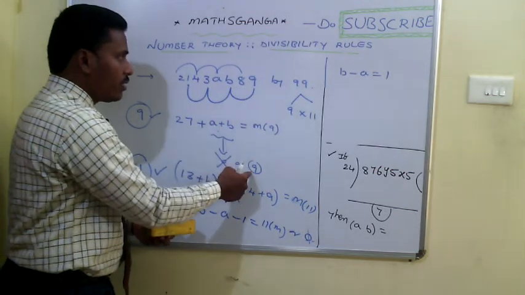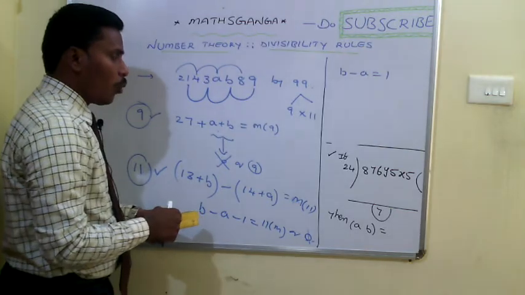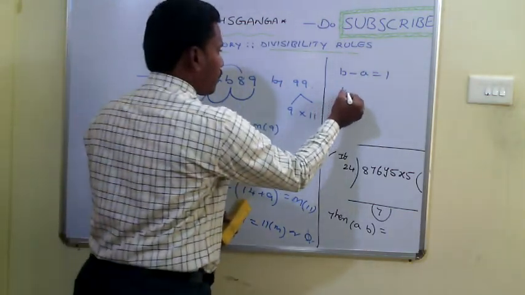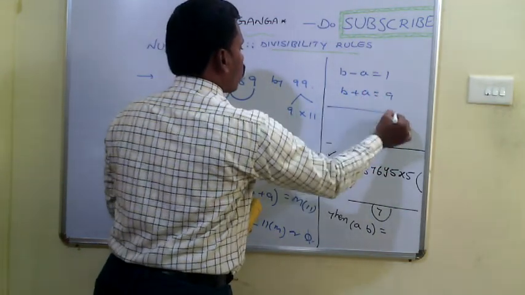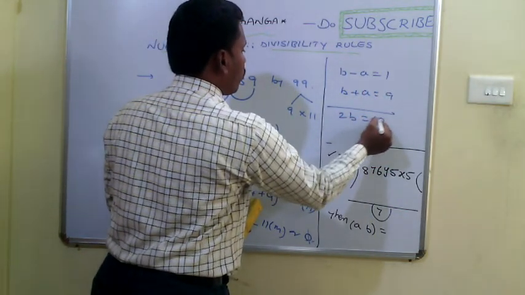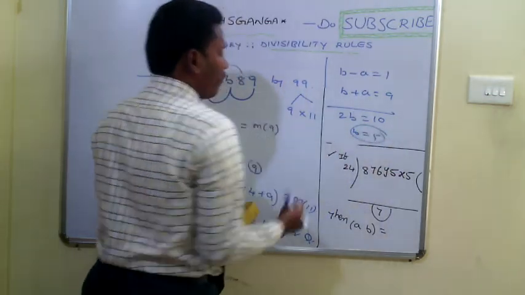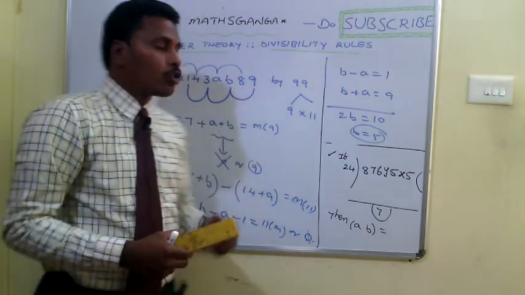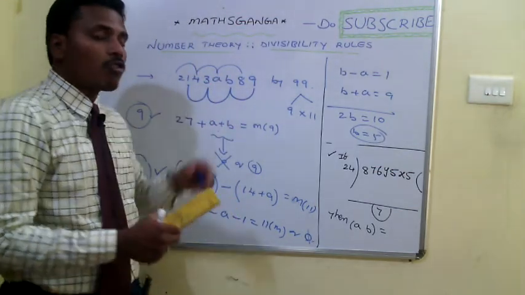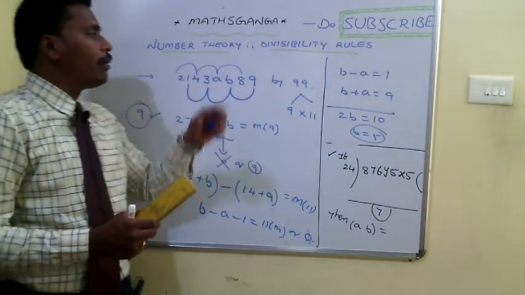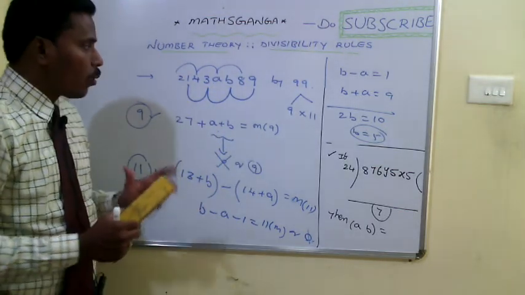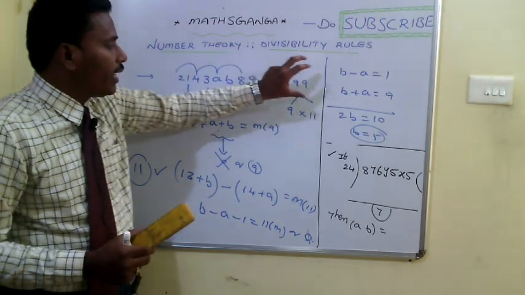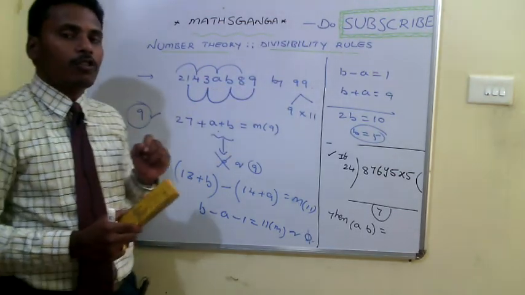So if A plus B is 9 and B minus A is 1, then what are the values of A and B? A plus B is 9 and B minus A is 1. If you add, 2B is equal to 10 and B is equal to 5. Since B is 5, what is the value of A? A is equal to 4. So the possible digits are A is 4 and B is 5. So this is the problem. Once again, the question is: this number is divisible by 99, then find the digits in the place of AB.